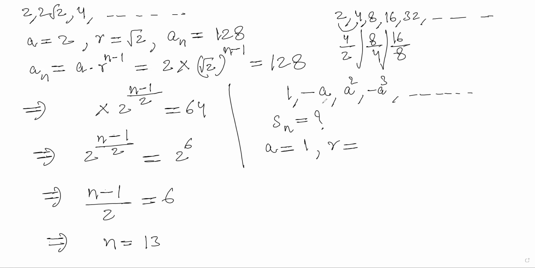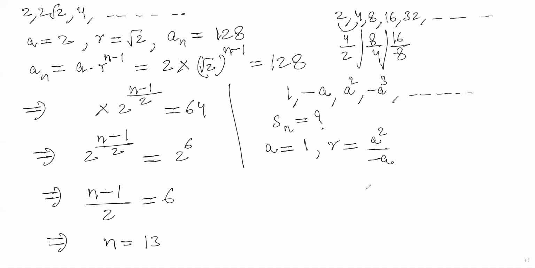Yes, sir. So basically how do we find r? We take a term and divide it by its preceding term, that is r. So take any term, whatever you want. Obviously you can't take 1 because there is no preceding term to 1. So take any term out of minus a square and minus a cube. Which one do you want to take? Sir, let's take a square. A square, then it should be divided by minus a to get the common ratio.